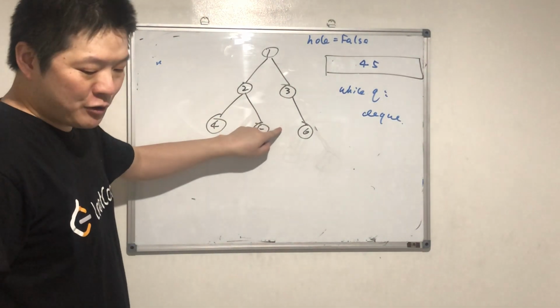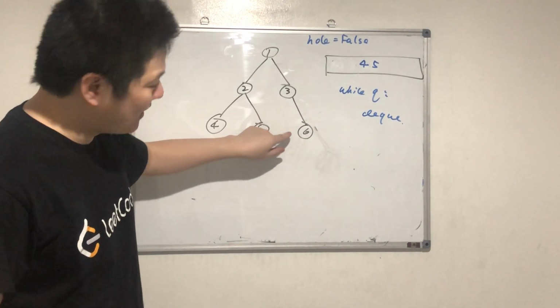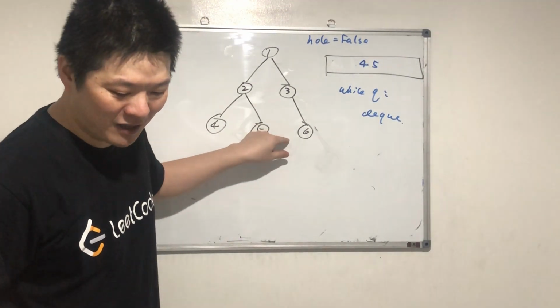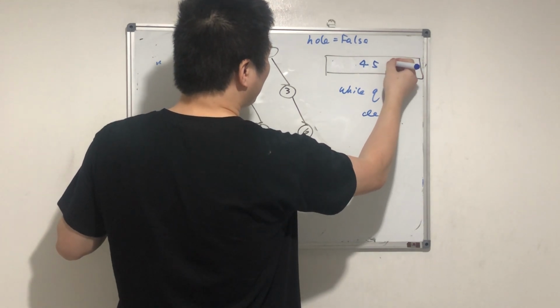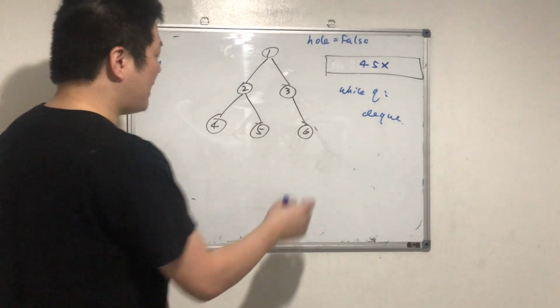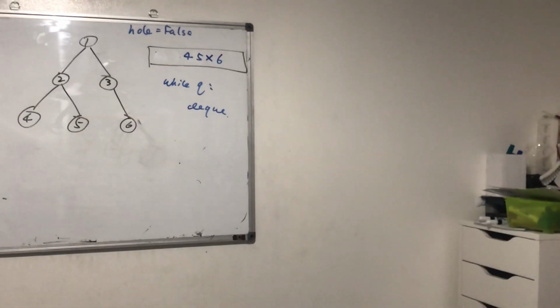I need to push the empty node here, right? Previously we didn't need to push empty nodes in the breadth search, but now I need to push the empty hole. So I push the empty hole, and push the 6 in, okay?